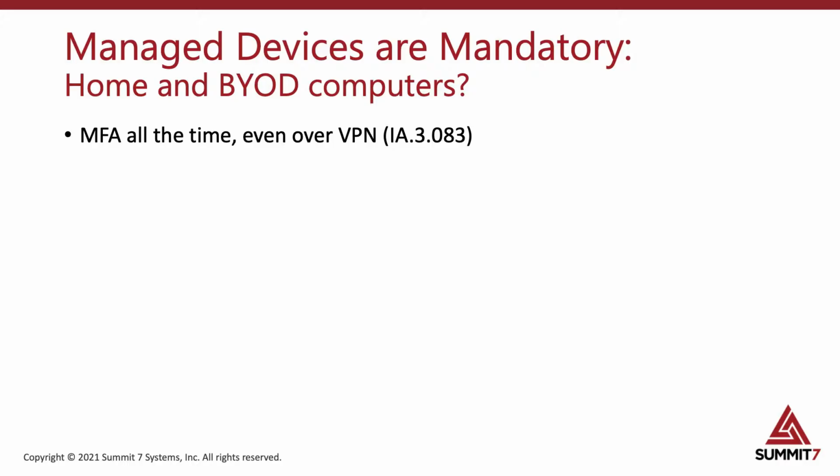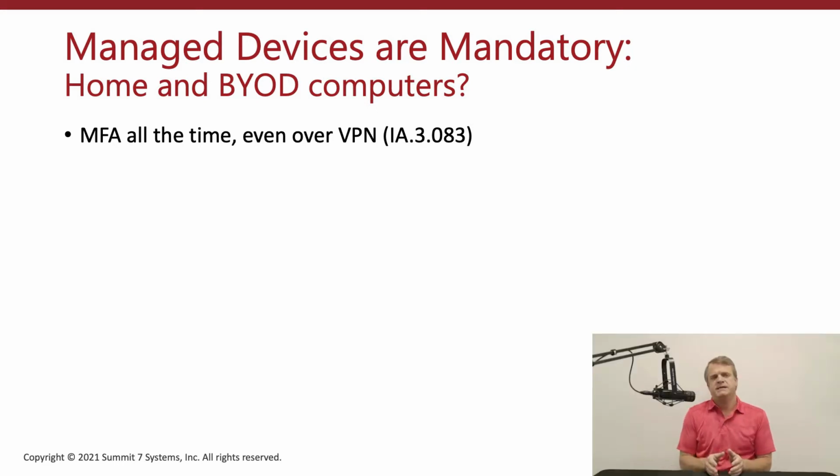From a machine, if you look at IA.3.083, it's on your screen. It tells us that we need to multi-factor all of the time, basically, right? Even over a VPN. And here's why. Let's say you MFA'd over a VPN. You could still gain access to systems you're not supposed to have, right? Or somebody could tunnel through that.